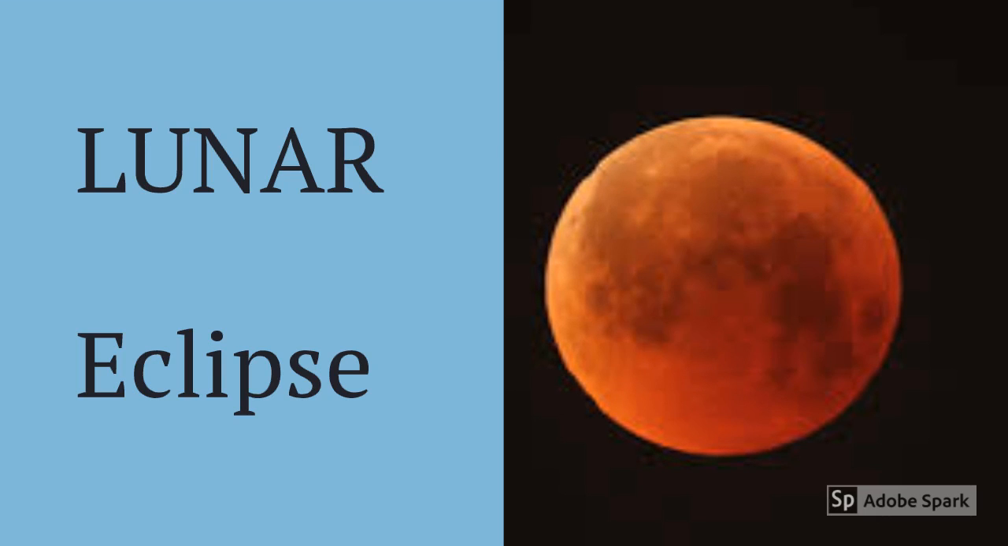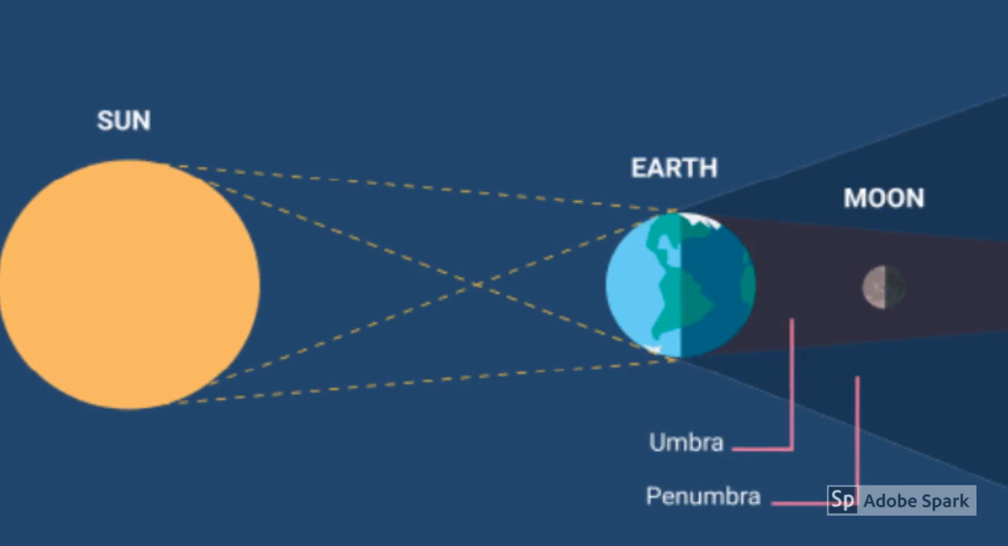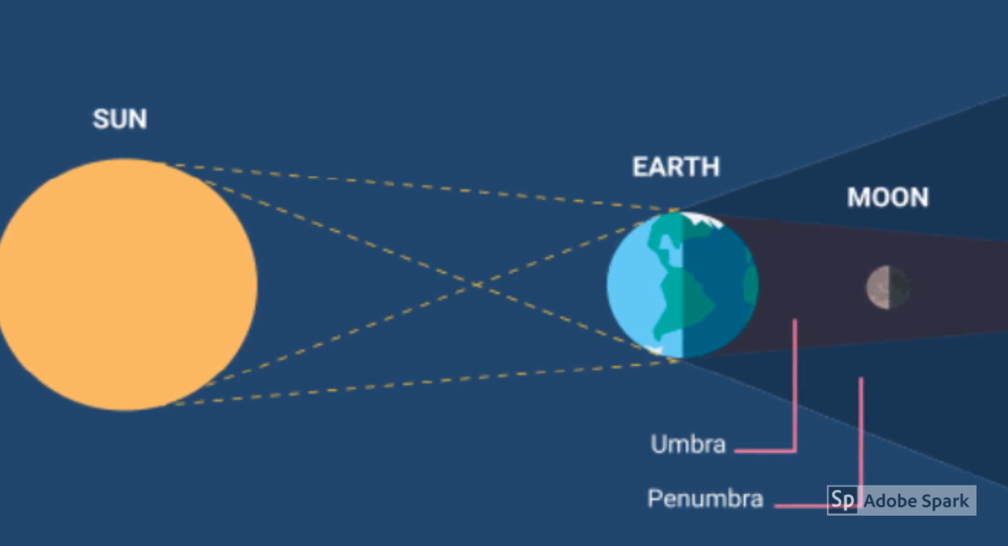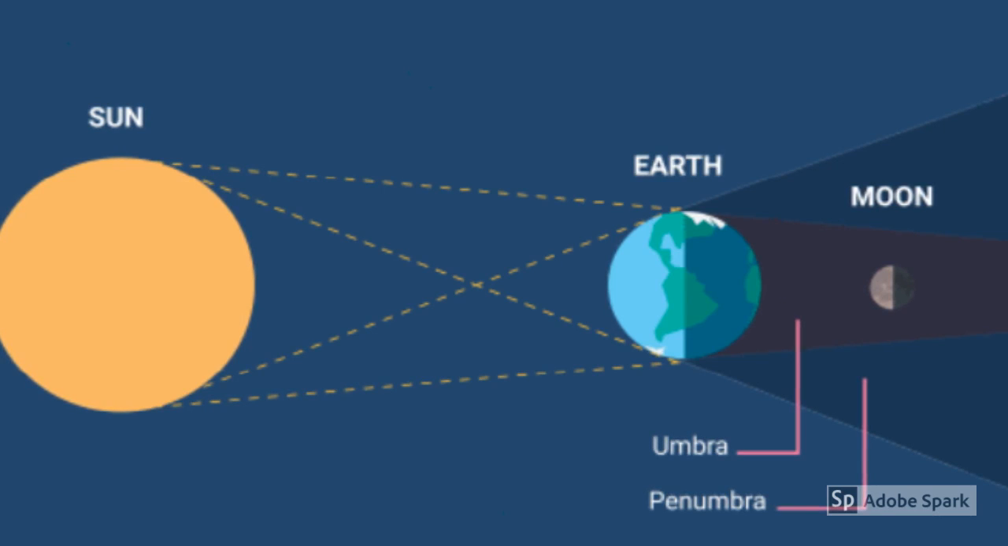So it's lunar eclipse. In this case, the Earth is the one that's between the sun and the moon. Now, in the case of the lunar eclipse, as you can see, the Earth is the one that's between the sun and the moon. The moon goes behind Earth's shadow. Now, once again, the shadow is divided into two parts, the umbra and the penumbra.